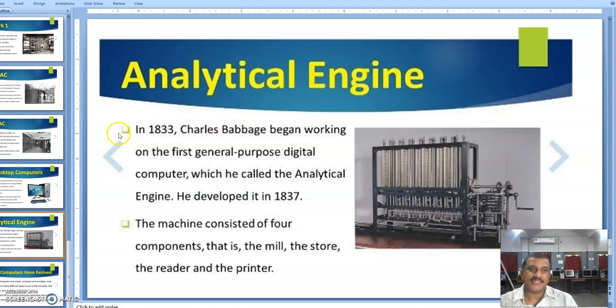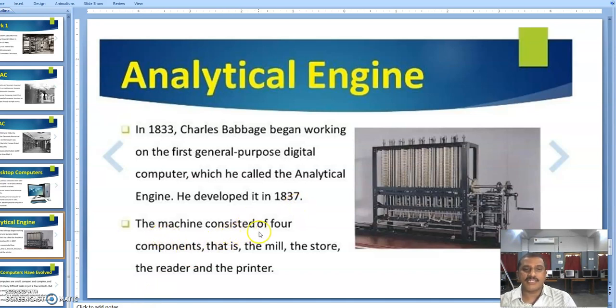In the later stages, in the year 1833, Charles Babbage began working on the first general purpose digital computer, which he called the Analytical Engine. He developed it in the year 1837. He started his work in 1833 and developed a digital computer, which he called what? It is the Analytical Engine, and he developed it in the year 1837.